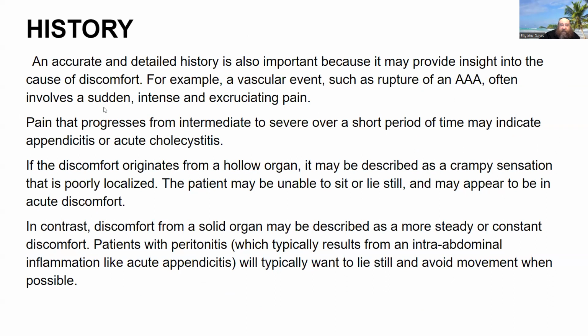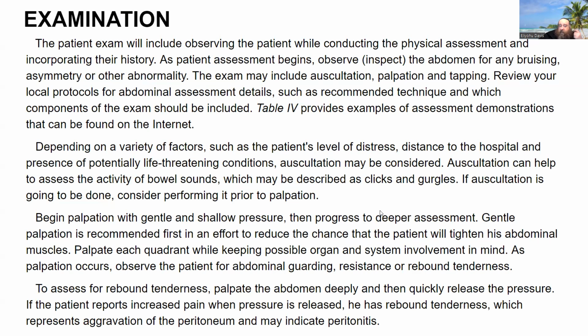So AAA often will be a sudden, intense, excruciating pain. It's not something where they say, I've been like this for a couple of hours. Usually it's out of the blue. We have hollow and solid organs. Hollow organs usually give a crampy sensation, poorly localized. Solid organs give a more steady or constant pain. Peritonitis, right? We spoke about infection of the lining, and things like appendicitis. Examination, we spoke about this. We need to really do a full hands-on check of the abdomen and see what's going on.